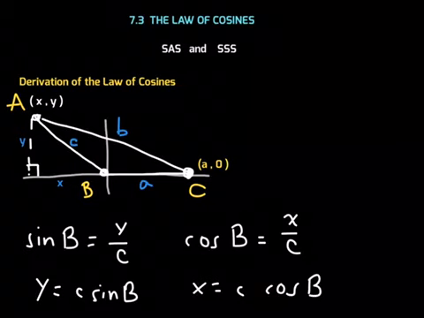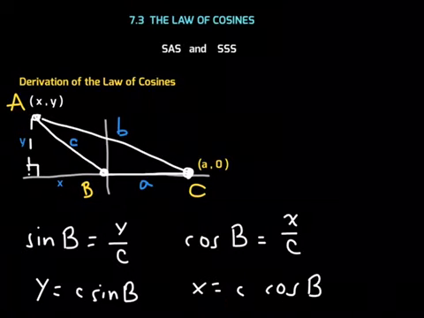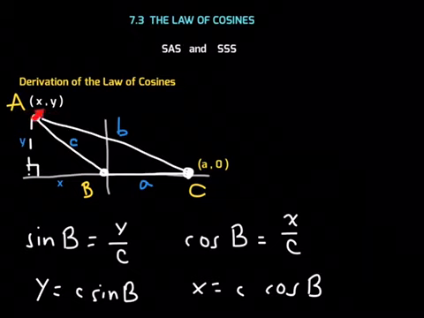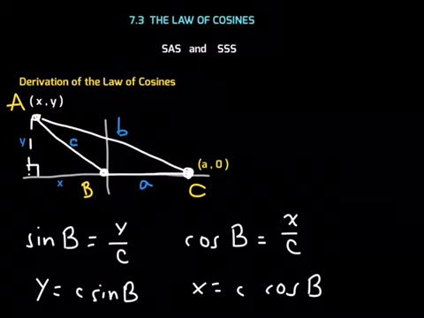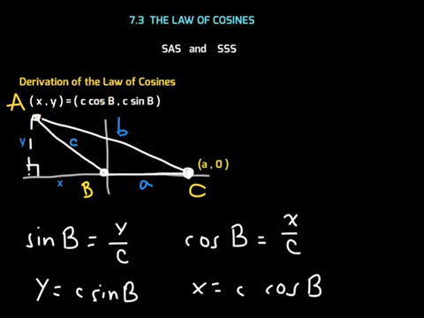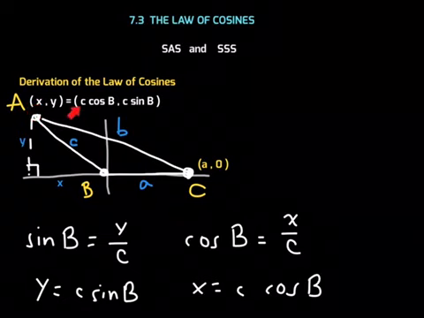So what we're about to do right now is substitute this value of x and this value of y in for the coordinates at vertex A. So instead of this point having coordinates x comma y, we can say that it has coordinates c cosine b comma c sine b. So I went ahead and just said that coordinate x is c cosine b and y is c sine b.